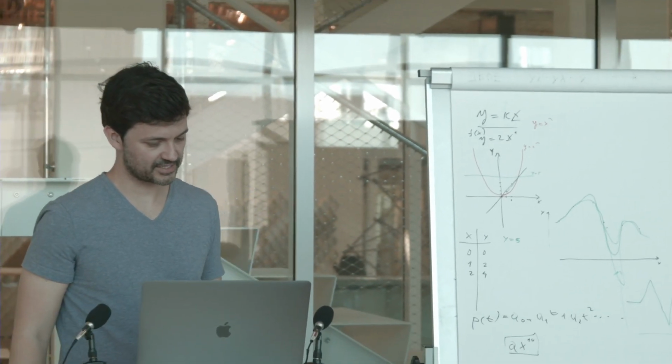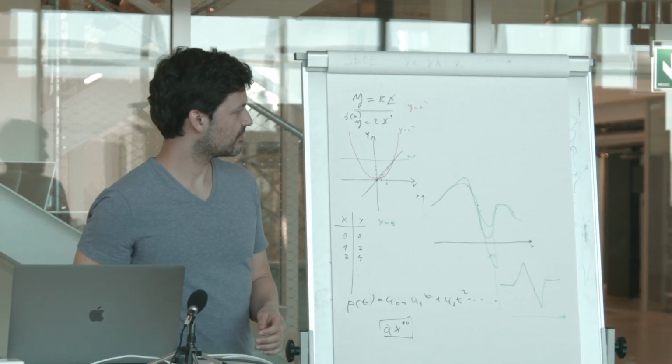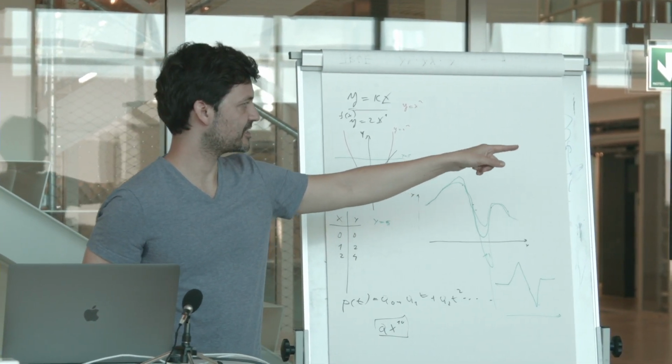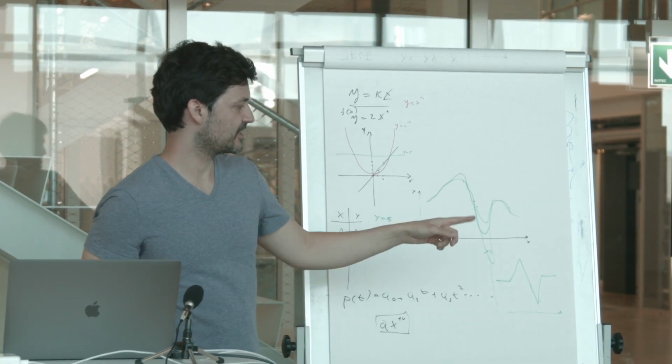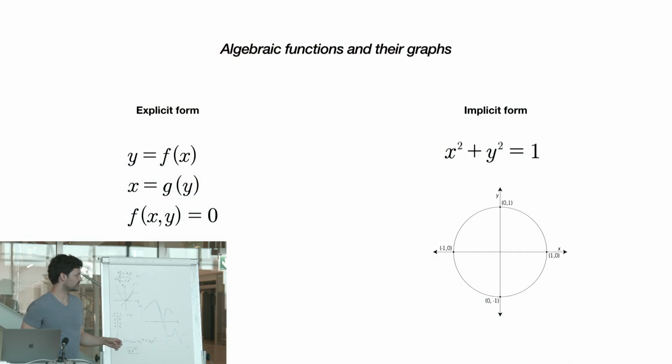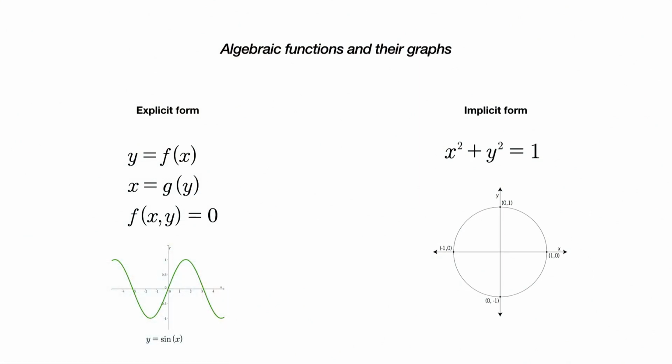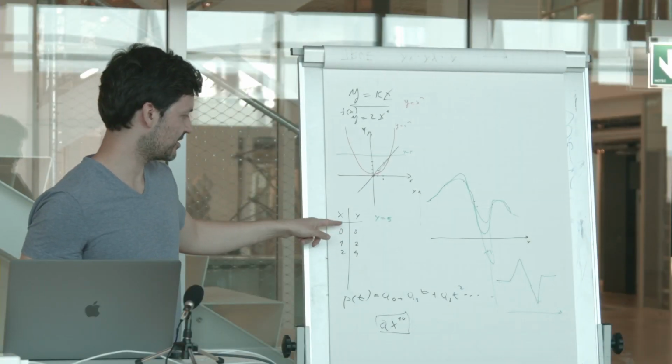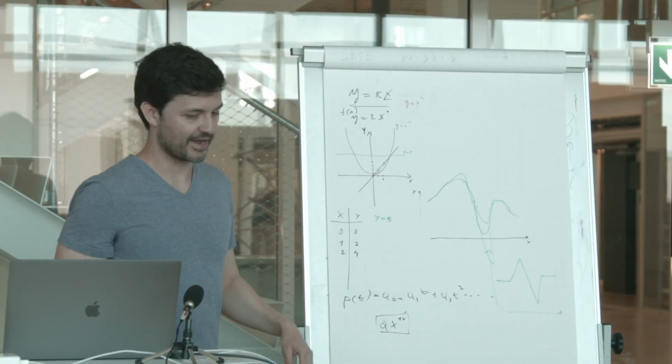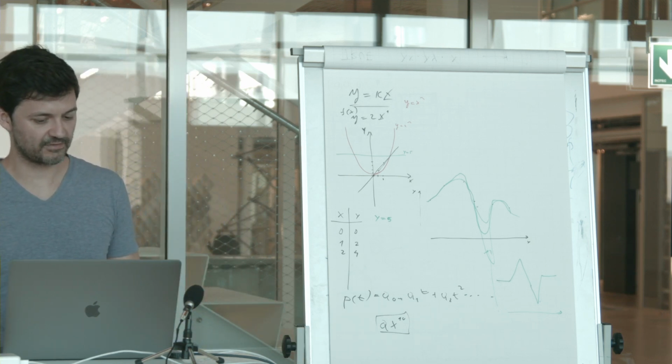When you learn mathematics in school, usually you have this explicit form of a function, like y equals f of x, or x equals g of y, whatever. Or you have functions of multiple variables, like f of x, y equals 0. And at the bottom, you have a graph of the function y equals sine of x, and you know this sine form. So you have one variable which is independent, and y is dependent on x. So y is always dependent on x, and this is called an explicit form of a function.